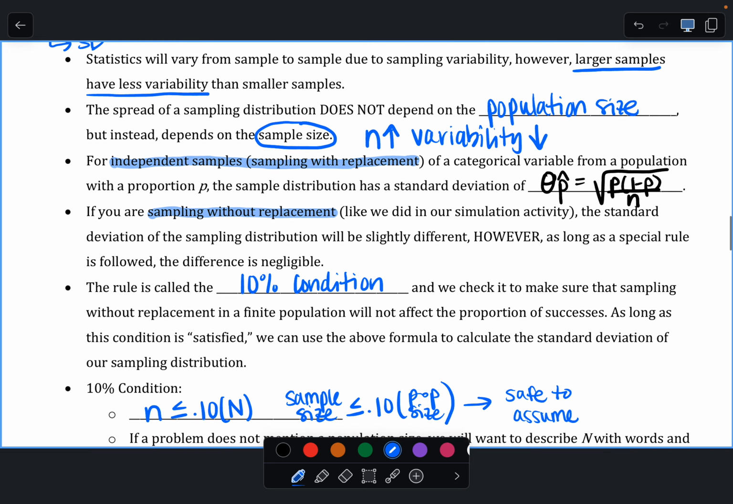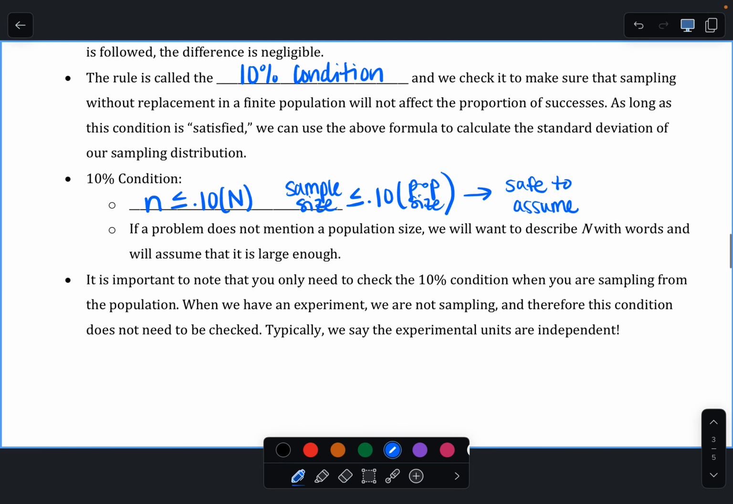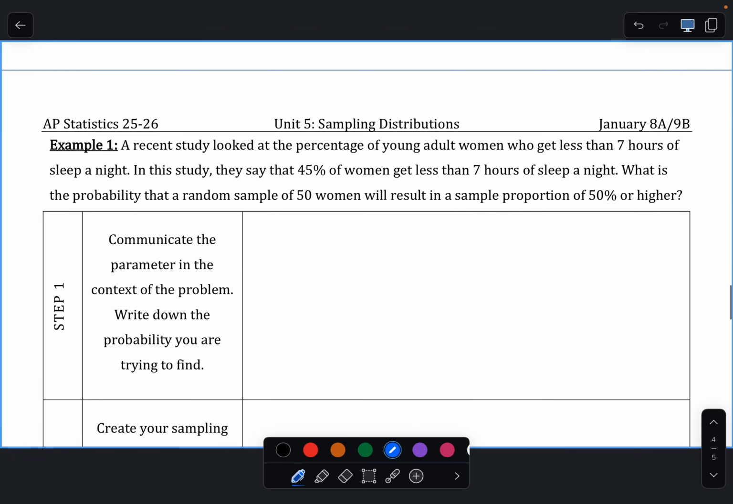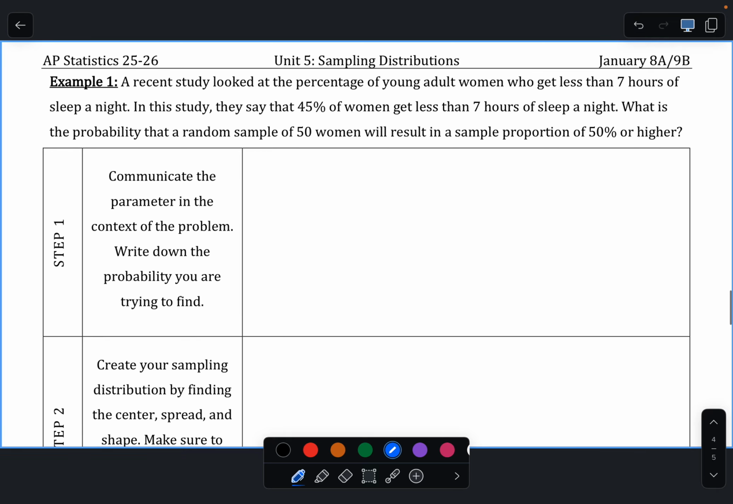So 3 brand new things. We have randomness to get the mean. We have large counts to check that it's normal. And then we have 10% condition to calculate a standard deviation. And 10% is just checking for independence. So let's actually do some math.